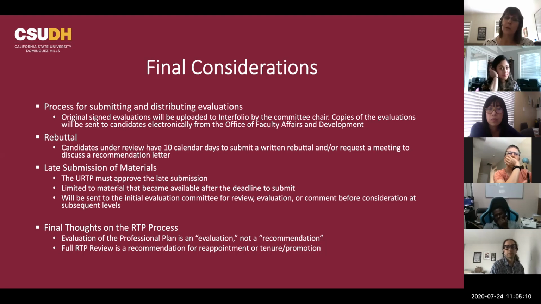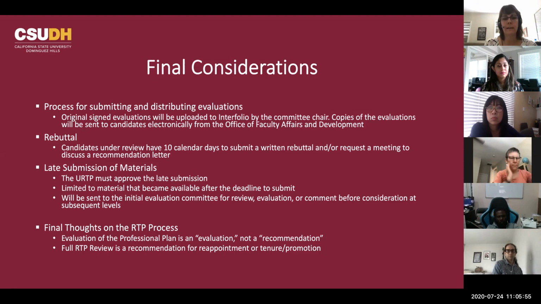Just like you had the option of rebuttal for your professional plan abbreviated review that you did last year, you do have the contractual option to submit a written rebuttal and/or request a meeting to discuss any recommendation letter at any level. Any recommendation letter. The president's decision is final. He has been open to discussing letters, but contractually, this is about recommendations. So that's basically all previous levels.